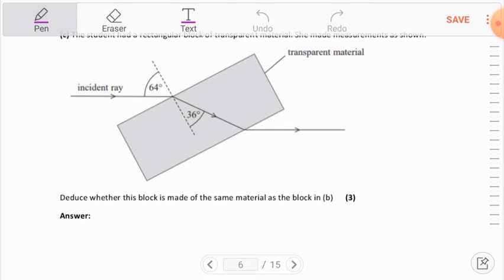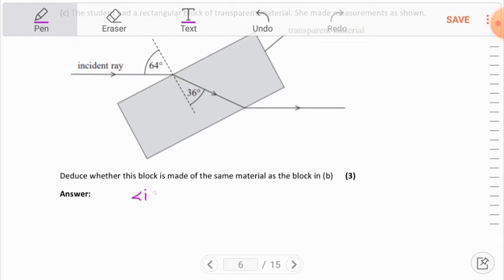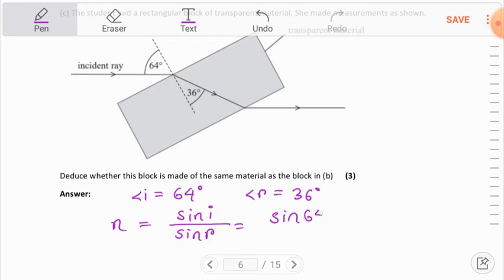We can see the value for angle I is 64 degrees here, and angle R is 36 degrees. So we can easily calculate the value for refractive index, that is sine I over sine R, and that would be sine 64 degrees over sine 34 degrees, and if you calculate it you get a value of 1.53.